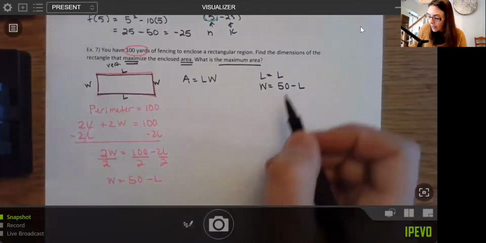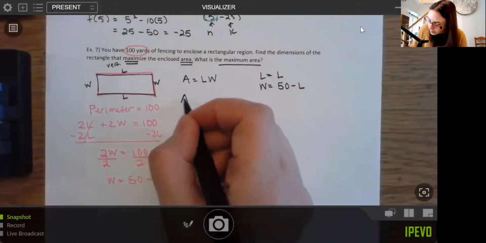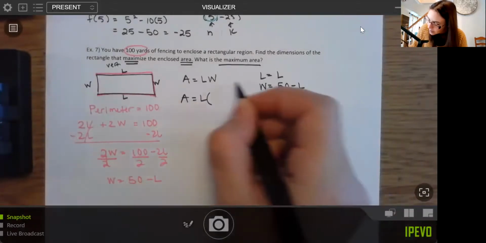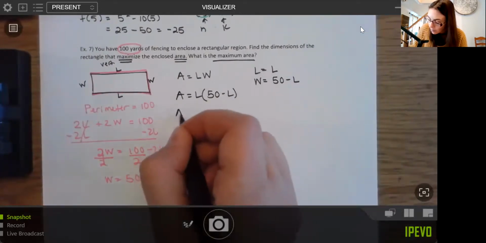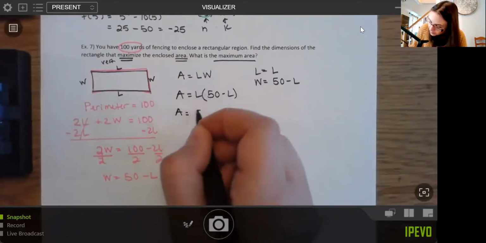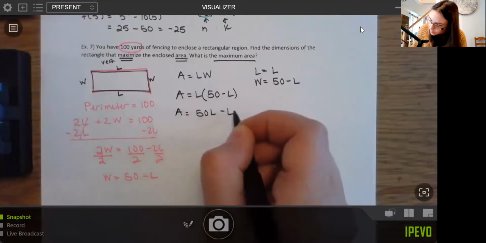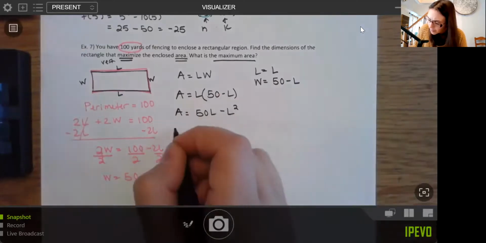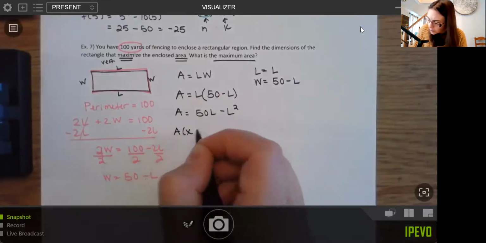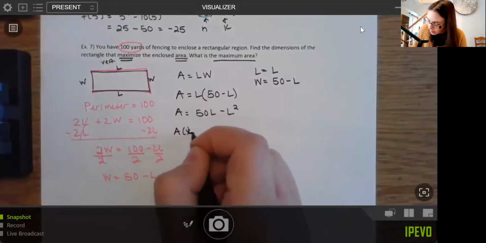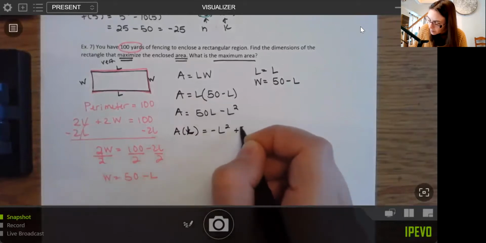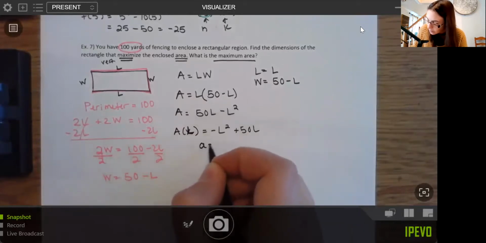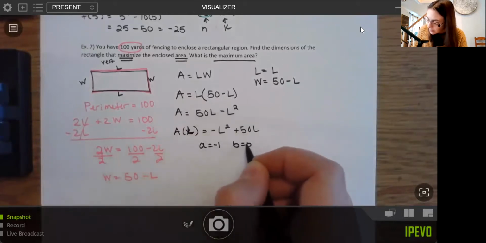So now I have a way that I can plug back into my formula here. And instead of using W, I'm going to use 50 minus the length. And now I can solve. So this gives me 50L minus L squared. I am going to rewrite this. So let's write it as a function of L. I do like to have my square first. So it's going to be negative L squared plus 50L. So my A here is -1 and my B here is 50.